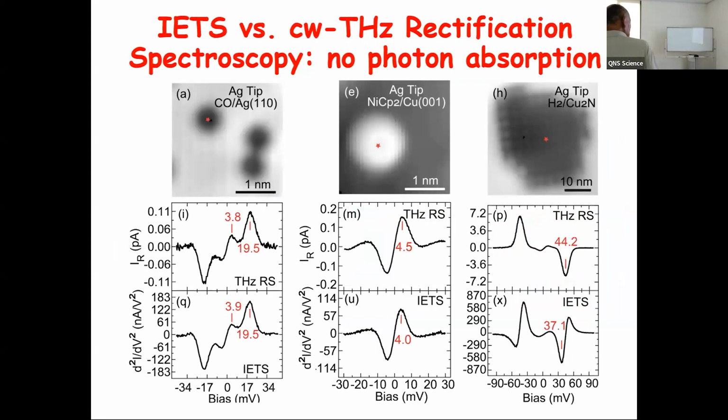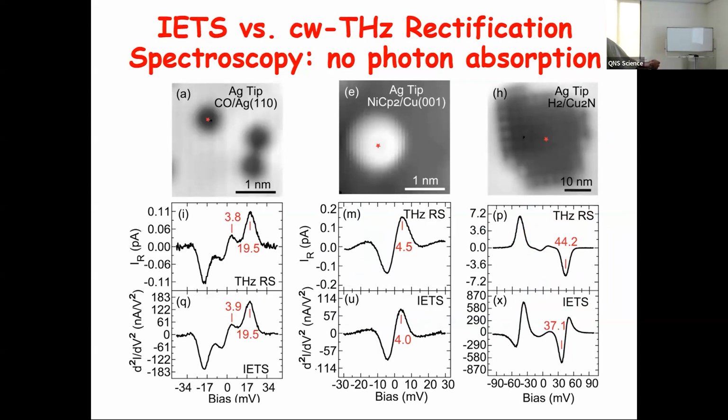So this is a spectrum comparing IETS and rectification spectrum. We label here IR, the rectification current, the direct rectification AC current. You can see the scale here in picoamps, 0.006, 0.06, and so on. And the noise is on the order of femtoamps.